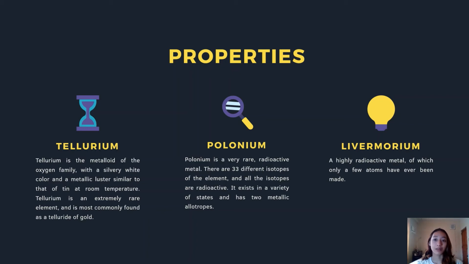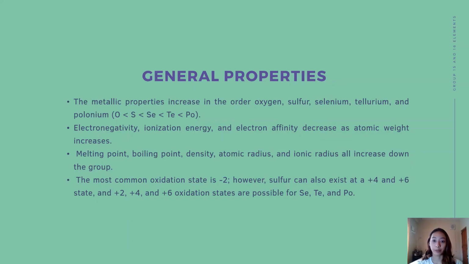For the last element of group 16, we have livermorium. It is a highly radioactive metal. Due to its position within the periodic table, it is expected to have properties similar to polonium and tellurium.